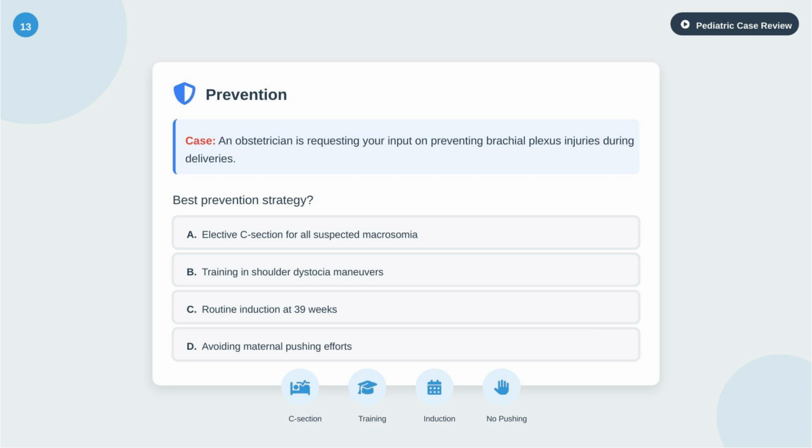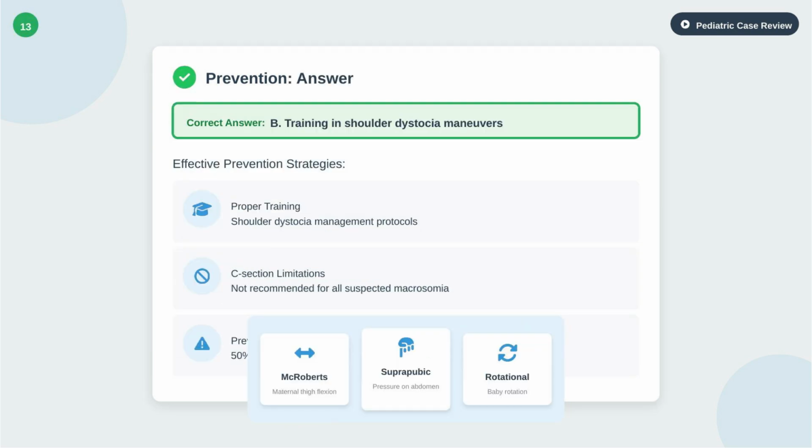An obstetrician is requesting your input on preventing brachial plexus injuries during deliveries. Which of the following represents the most evidence-based strategy for reducing the incidence of Erb's palsy? A. Elective cesarean section for all suspected macrosomia. B. Training in shoulder dystocia maneuvers. C. Routine induction at 39 weeks. D. Avoiding maternal pushing efforts. The correct answer is B.